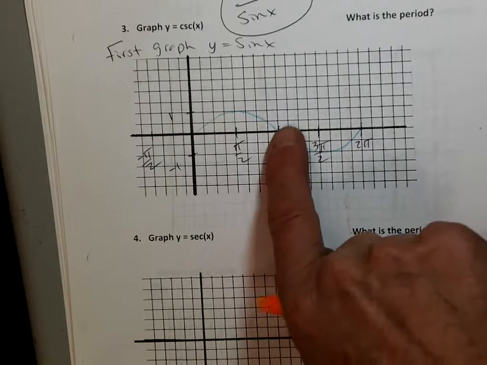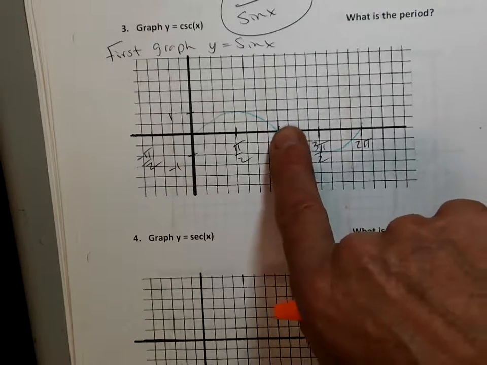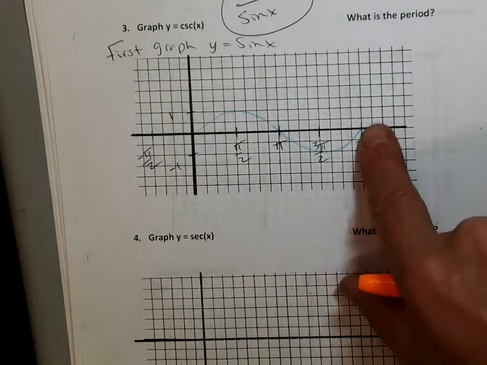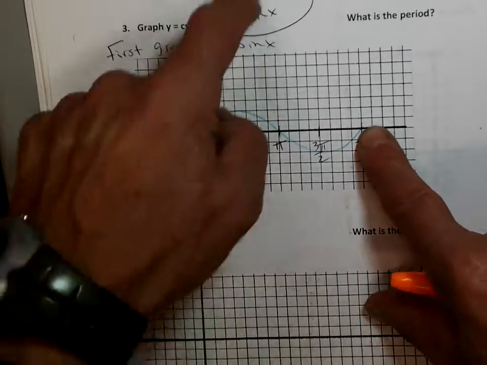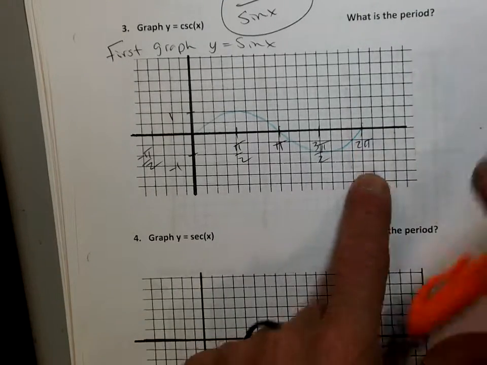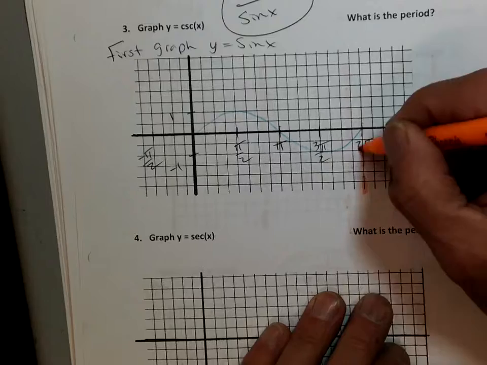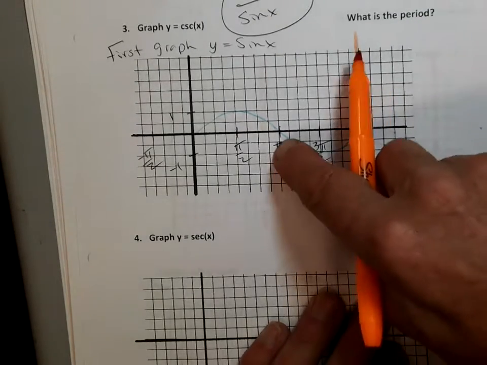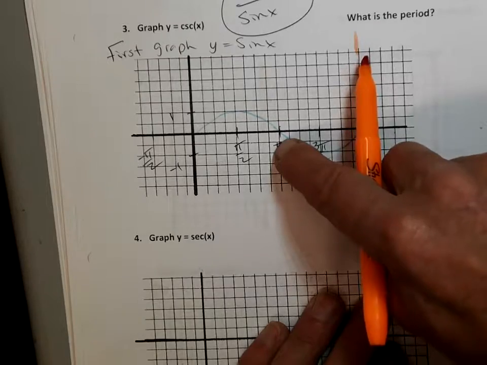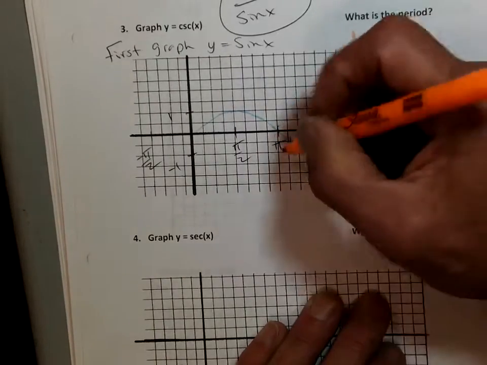Right here at pi, sine is 0. Right here at 2 pi, sine is 0. So right here, for cosecant, we would divide by 0, so we'd have to have an asymptote there. Right here at pi, sine is 0. So if we have 1 over that, we'd be dividing by 0 right here at pi. So we'd have an asymptote.